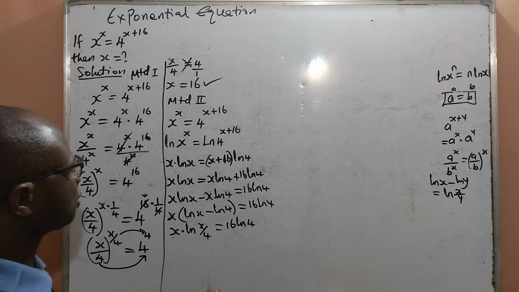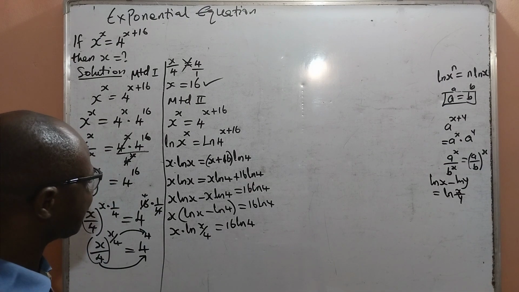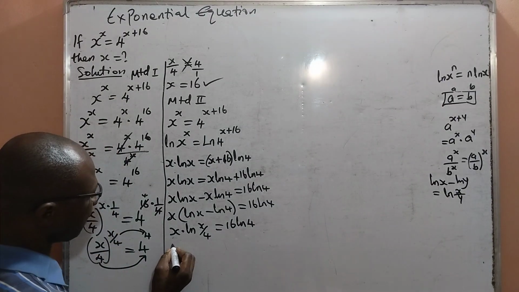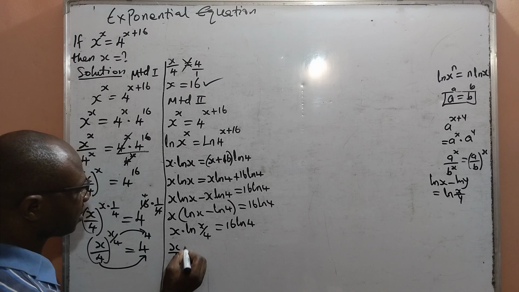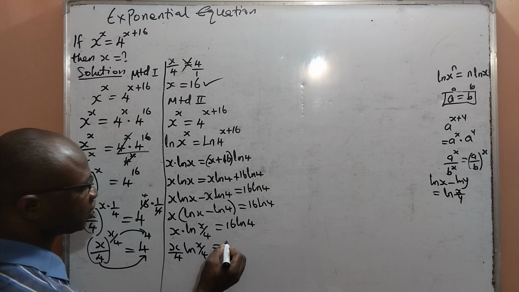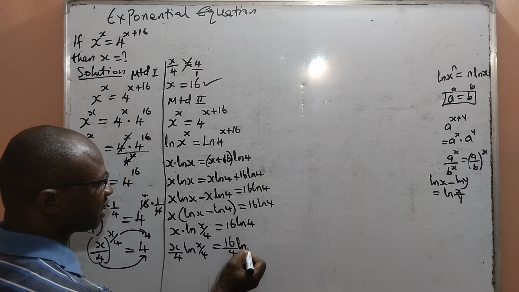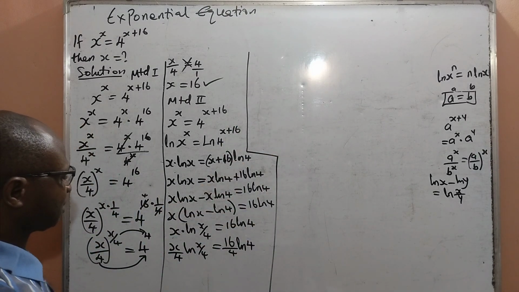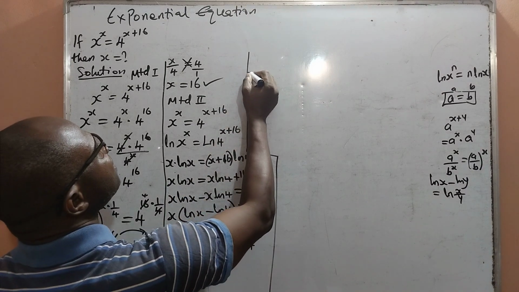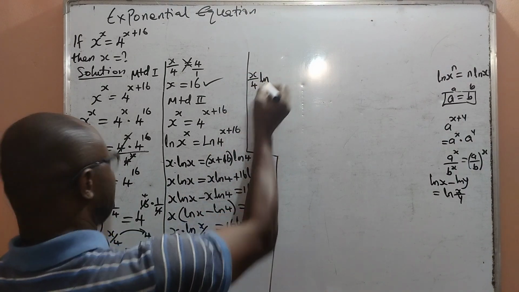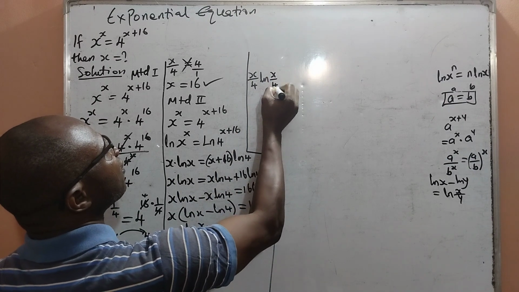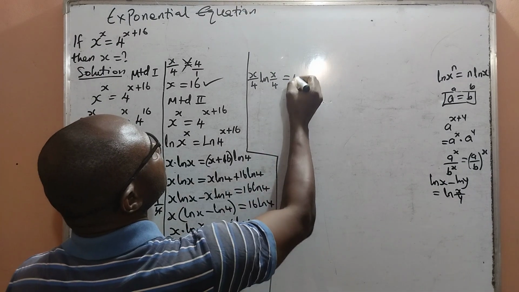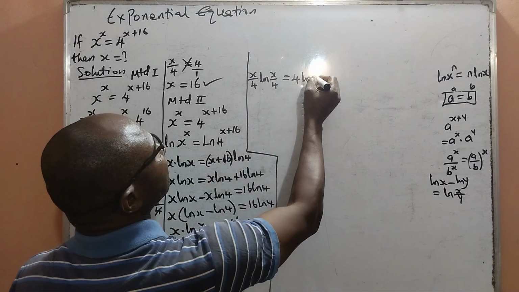Very good. At this point, what I want to do next is to divide both sides of the equation by 4. And that means I will have x over 4 times ln of x over 4 is equal to 16 over 4 times ln 4. Now, going by what I have now, you can agree with me, the left is still x over 4 times ln of x over 4, and on the right hand side, 4 can divide 16 to give me 4, then ln 4.